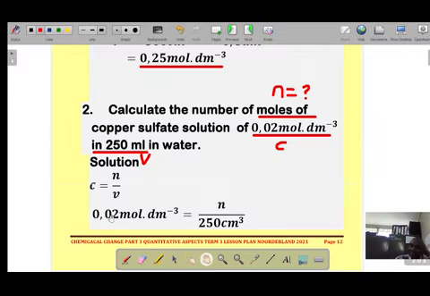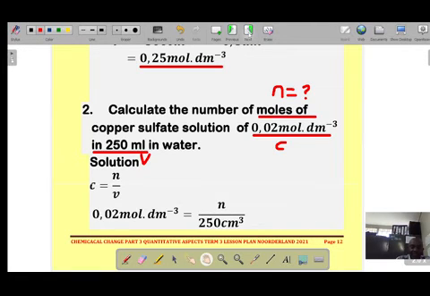So my C is 0.02 moles per decimeter cubed. What about my number of moles? That's what I'm looking for. What about my volume? Now, mils are the same as centimeters cubed, but I must use what? Decimeters cubed. What did we say? Divide 250 by 1,000.